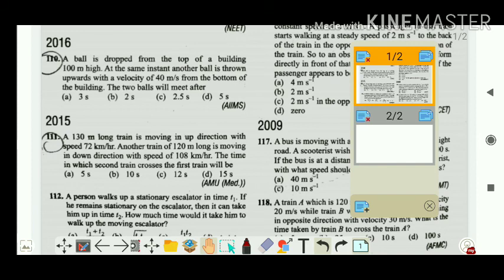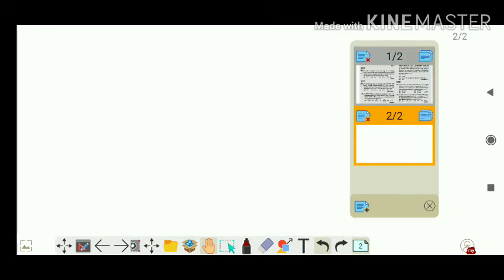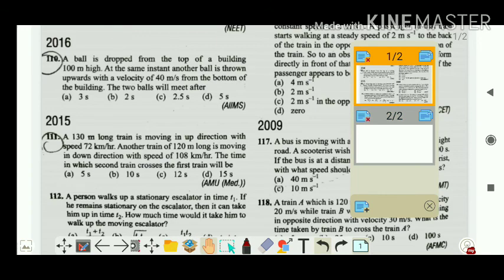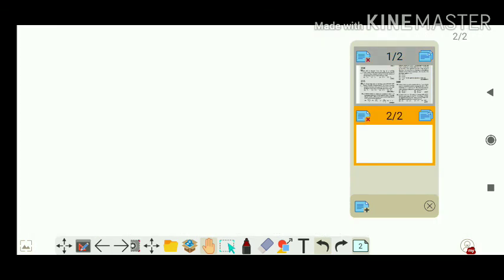So how to solve that, right? What has been told? The ball is dropped, right, from the top of a building which is 100 meters high. At the same time, another ball is thrown up also. So the initial velocity of the first ball is 0 meter per second, whereas the second one has a velocity of 40 meter per second, right? So let's draw the picture, guys.